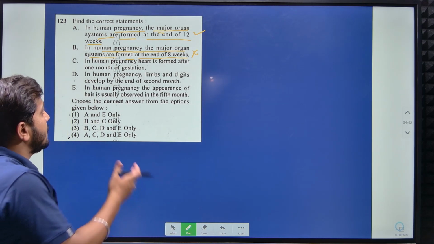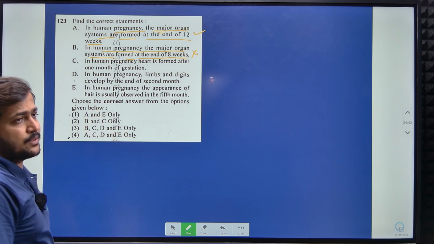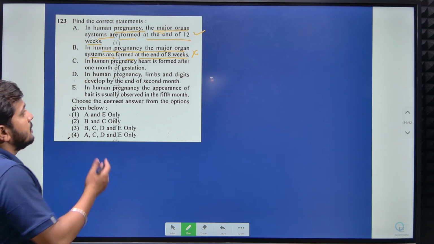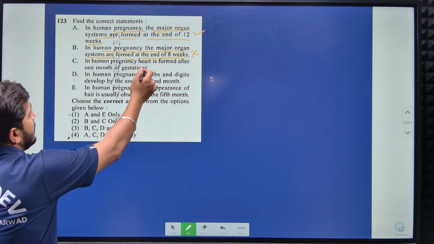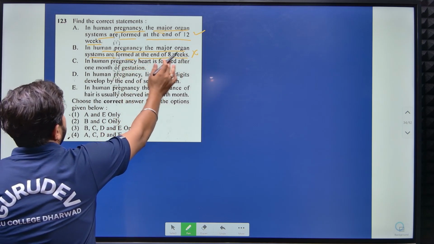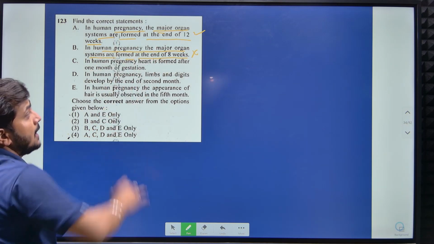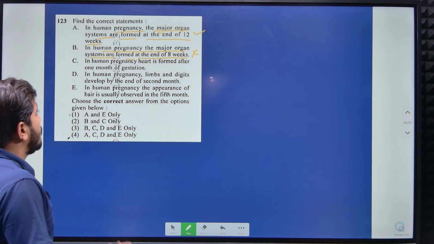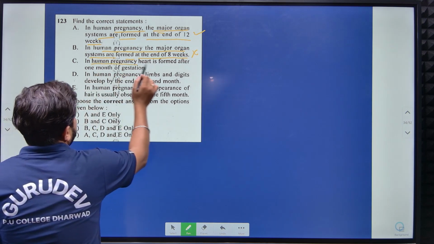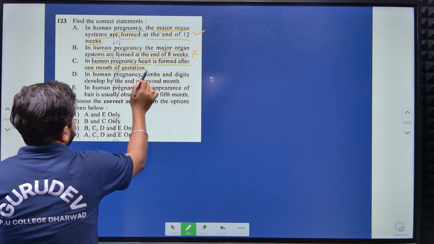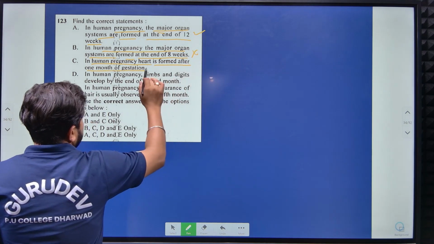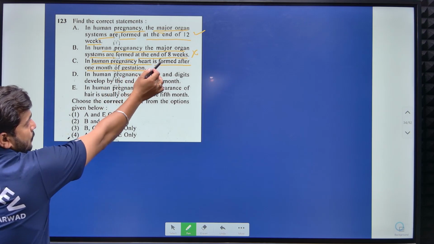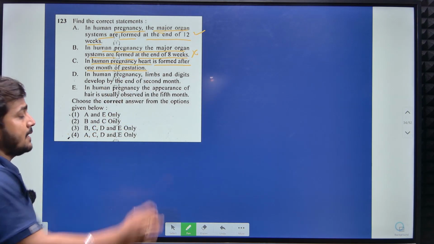Actually the beginning of the heartbeat, you will find with respect to the particular 8-week period, right? So there is majorly development like that, but there will not be any major organ systems formed at the end of the 8th week. The fetus is just developing, trying to cope up, right? Then in human pregnancy, the heart is formed after 1 month of gestation. So after 1 month of gestation only, we are going to get the formation of the heart. That is what I have told you, 8 weeks, related to that itself.